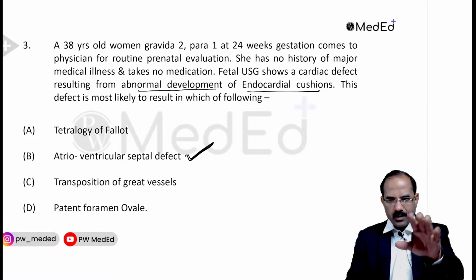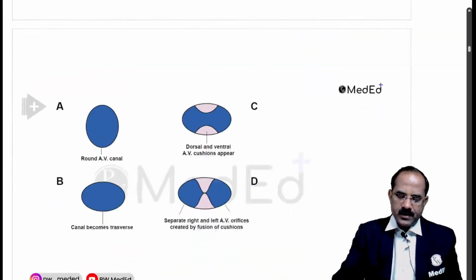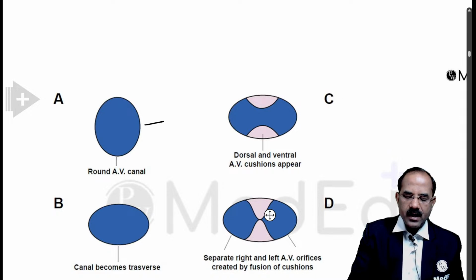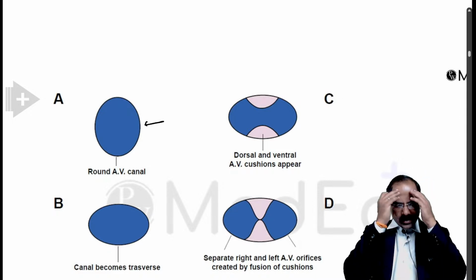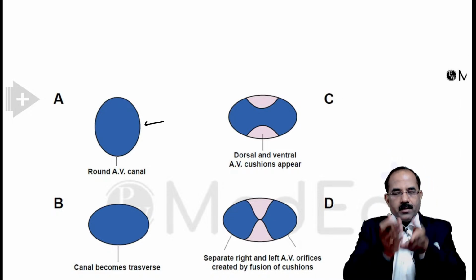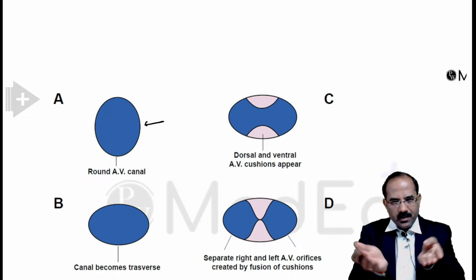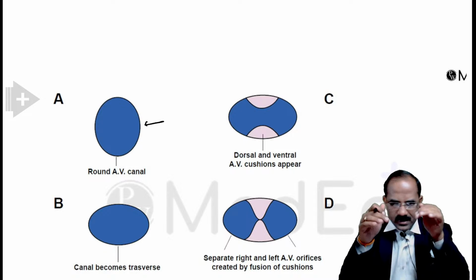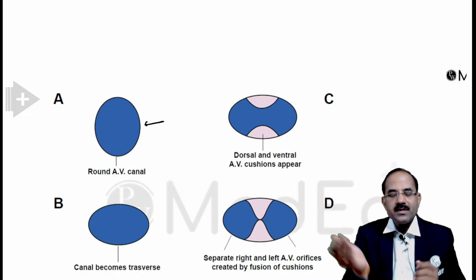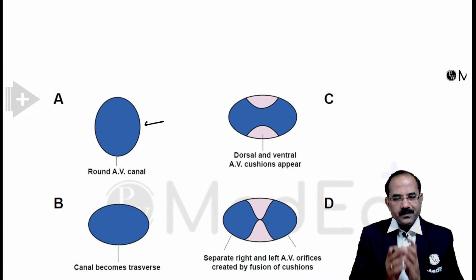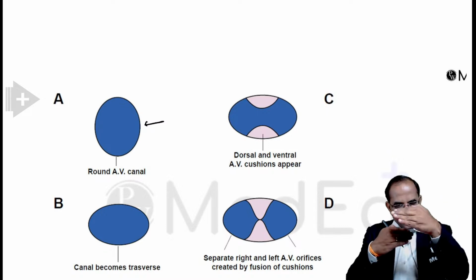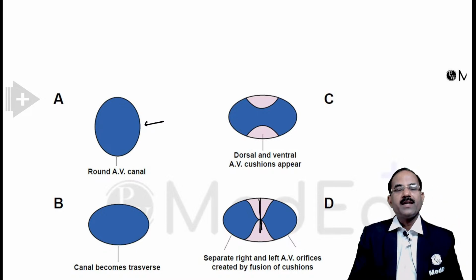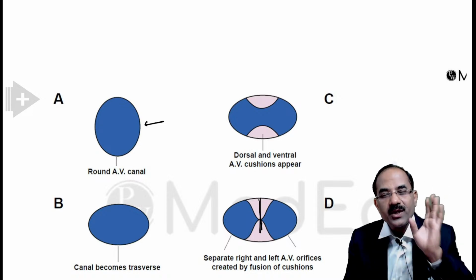I'll tell you this. मैं बोलता हूँ. See students, understand. Just imagine what is this atrioventricular canal. मतलब who's above this? इसके ऊपर कौन है? Atrium. Who's below this? Ventricles. है ना? So what is this canal known as? AV canal. In this AV canal, एक septum बनेगा. Look, what is this septum known as? This is known as the AV cushion.